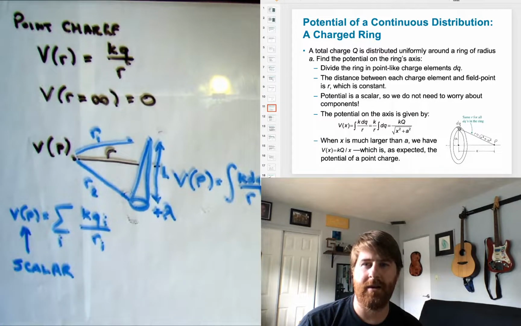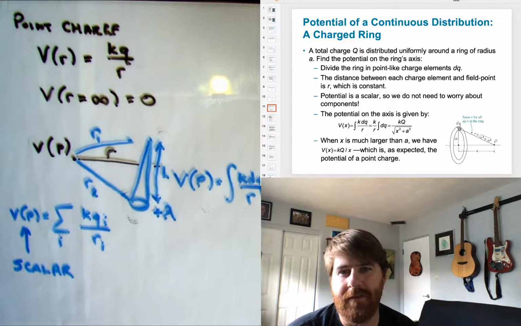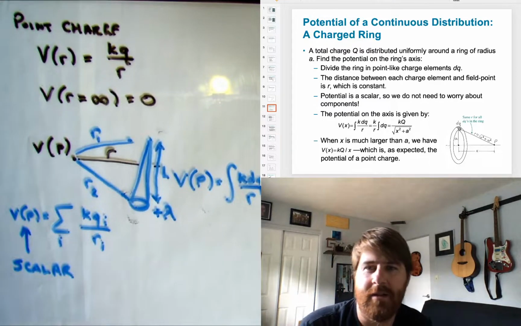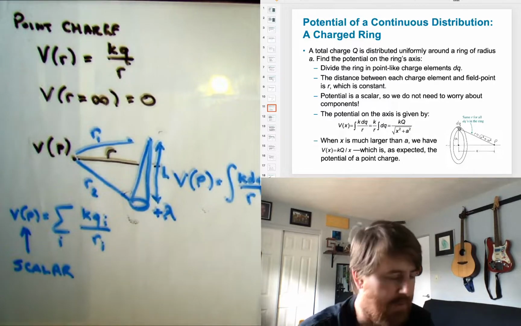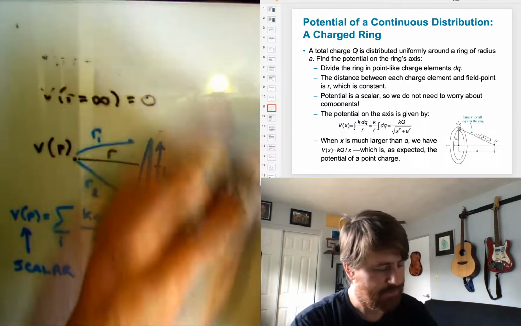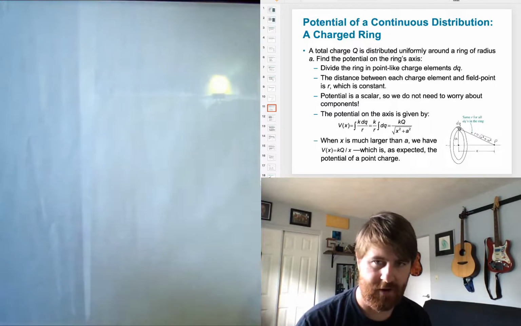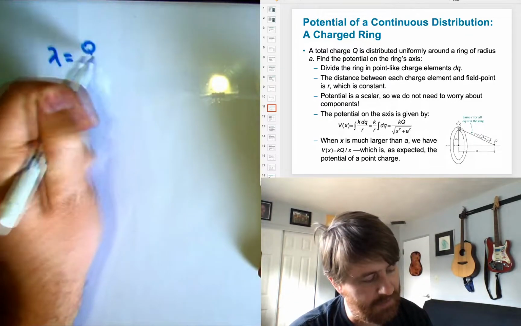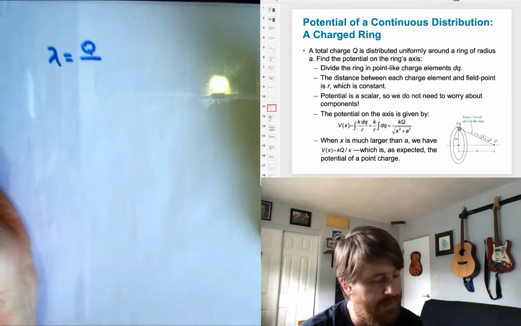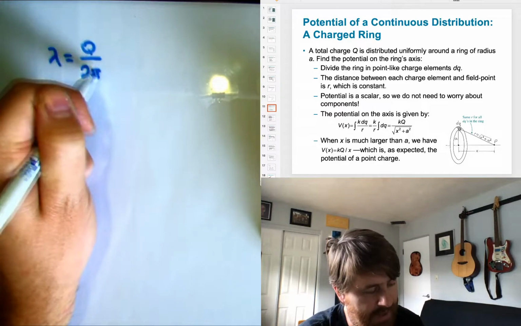Okay. So here's an example of a continuous charge distribution, a charged ring. We worked out this example with the electric field, so what would the example look like if we were finding the potential of the charged ring? Okay, so we have lambda, the charge density, which was Q over the length. And what length do we use? We use the circumference of the ring, which was 2 pi a.